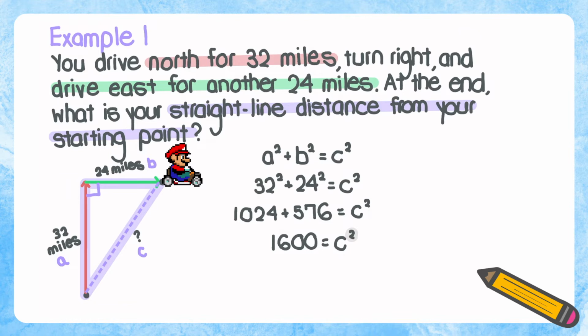Notice I have this square, so I'm going to take the square root of both sides. And we find that C equals 40. We have a perfect square. But what does the C represent? Why were we solving for C? So C represents the straight line distance from our starting point to the ending point. So that diagonal line is 40, and we think of the units. Since our units are in miles, we know that this distance is 40 miles.